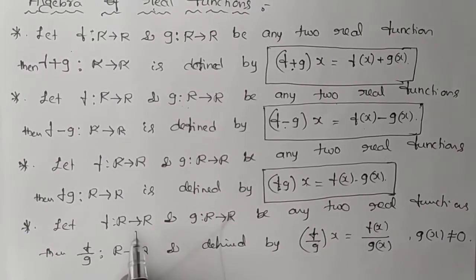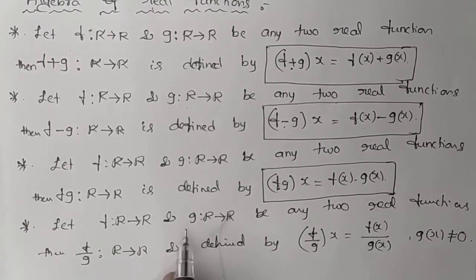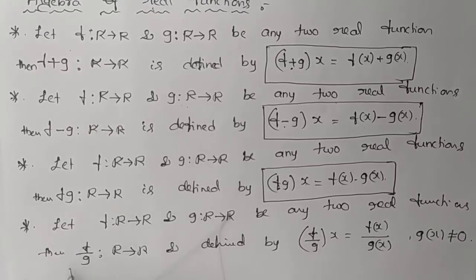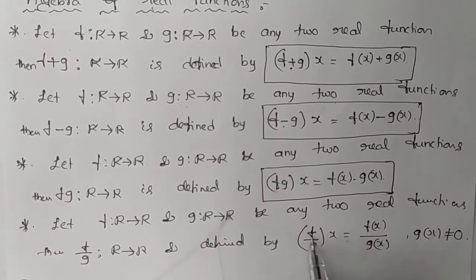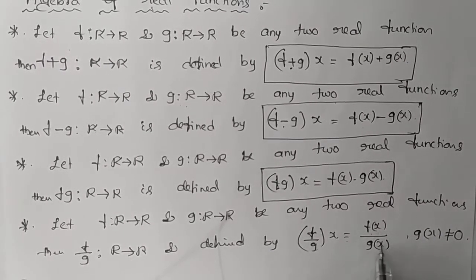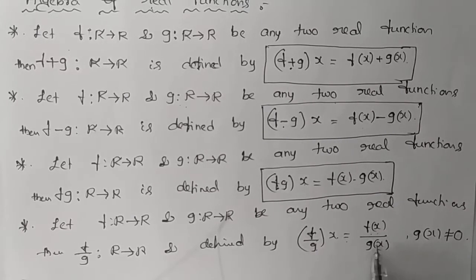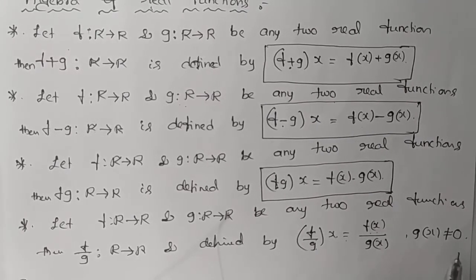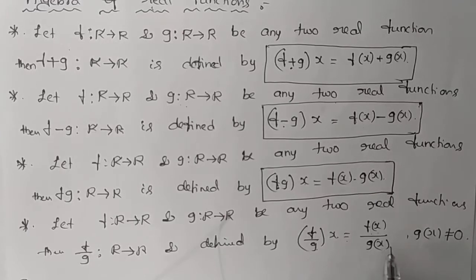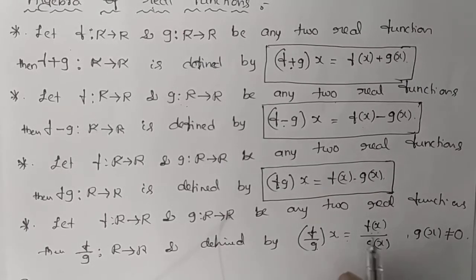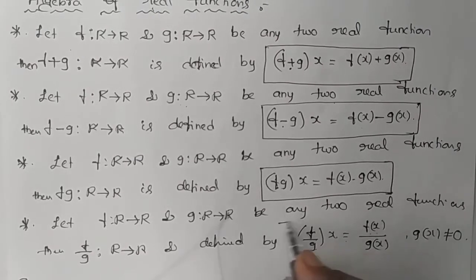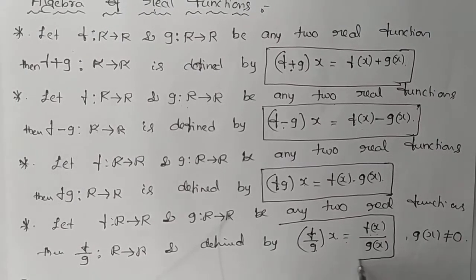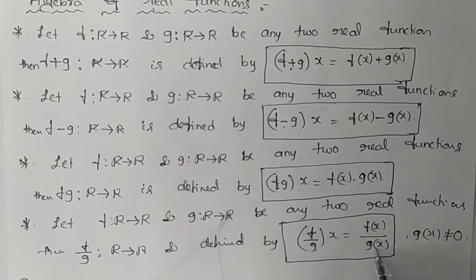Let f from R to R and g from R to R be any two real functions, then f by g is also a real function. It is defined by (f by g) of x equals f of x by g of x, where the denominator should not be equal to 0. If it is equal to 0, then that function is not defined, so the denominator part should not be equal to 0. Hence it is (f by g) of x equals f of x divided by g of x.